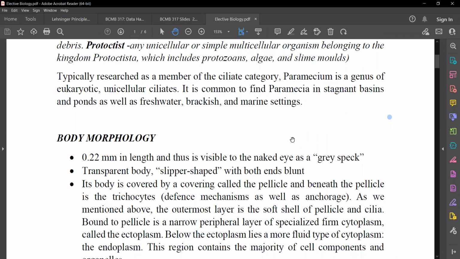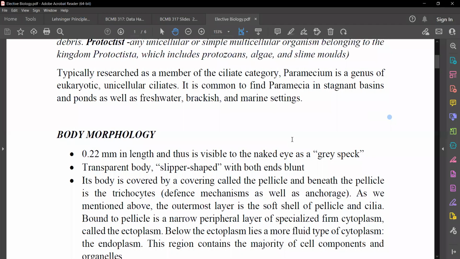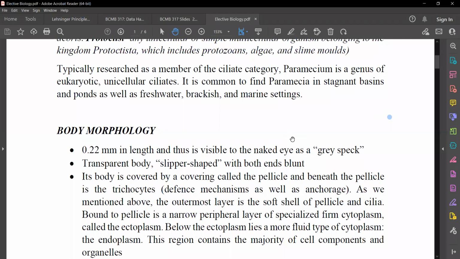So first off, you are going to be talking about their body morphology. If you've seen images of Paramecia before, we say that they are slipper shaped because of how they look. I have a diagram in the slide I'm sharing. I'll show it to you shortly. Paramecia look like slippers, let me say it that way.